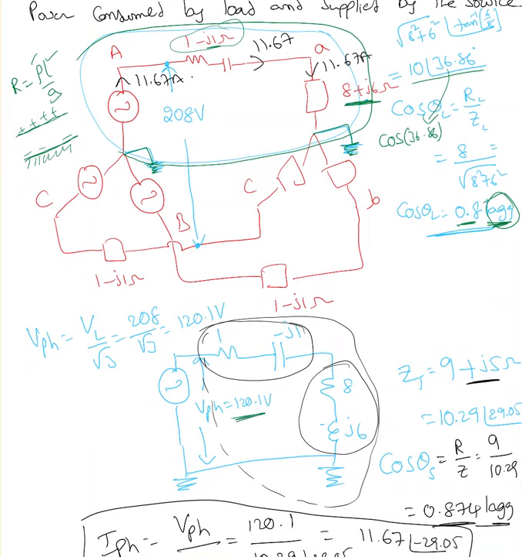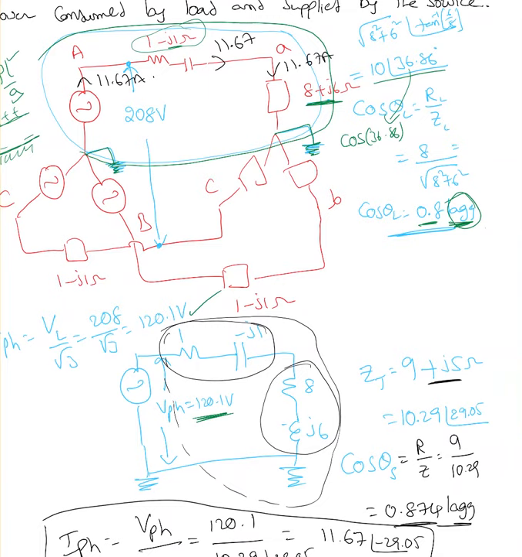Now I found the VPH. Since it's a star connection, VL over square root 3, 208 over square root 3, gives 120.1 as the phase voltage. Now what is the total impedance here? 8 plus 1, which is 9, plus J6 minus J1, which is J5. So 9 plus J5. Total Z in polar format is 10.29 at an angle of 29.05. So the source power factor is R over Z, 9 over 10.29, or cos of 29.05. You will end up with 0.874 lagging. That's the lagging power factor.